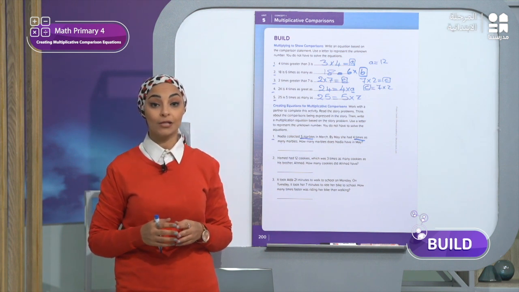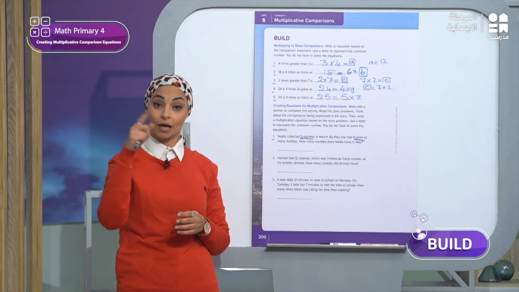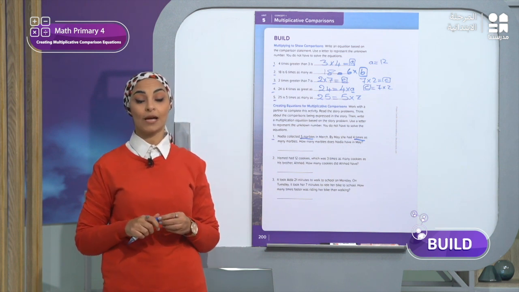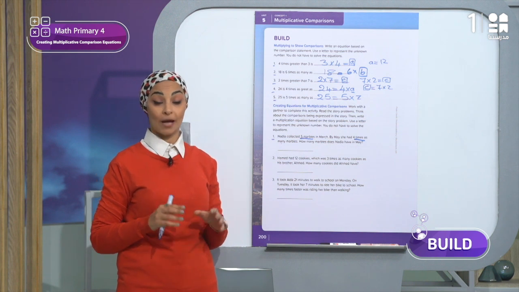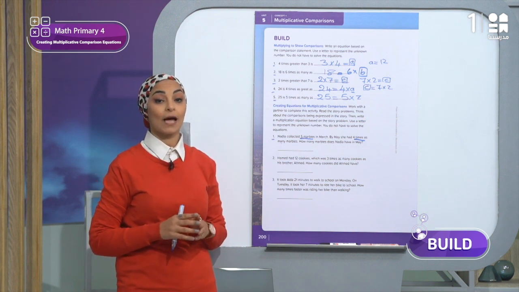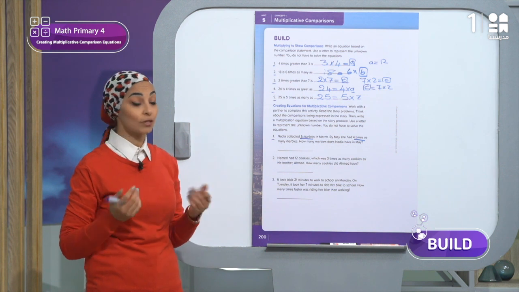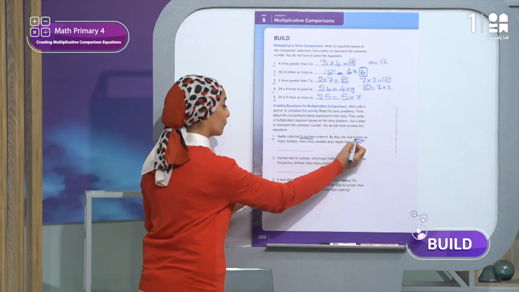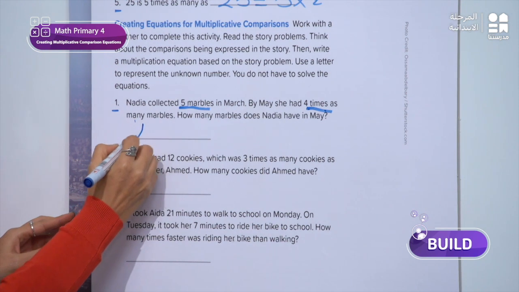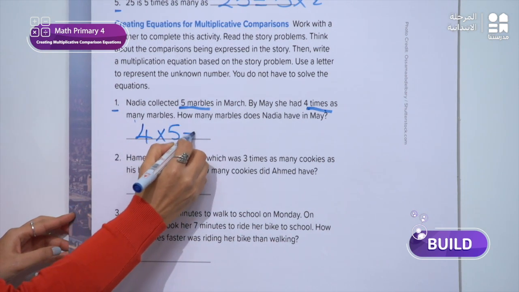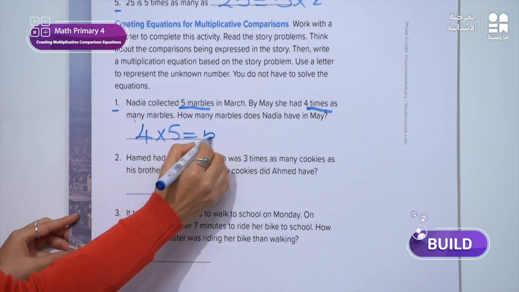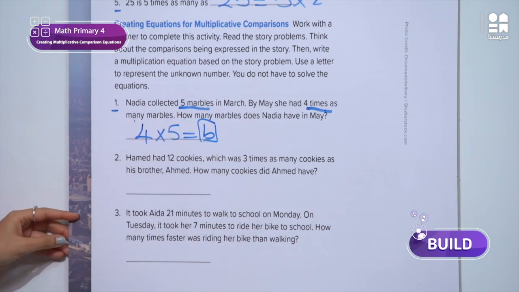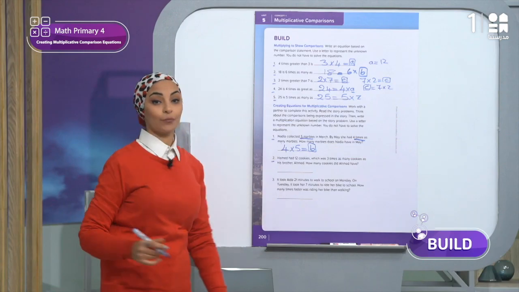So we can use the letter B to represent it. I can use letter B for this unknown number. We can write the equation that represents the problem as follows. What do I do? I write 4 times 5 equals what? Didn't he say 4 times as many marbles? That means 4 times 5 equals what? We said we would write the unknown as letter B, so 4 times 5 equals B, and this is the unknown number. Let's move to problem number 2.